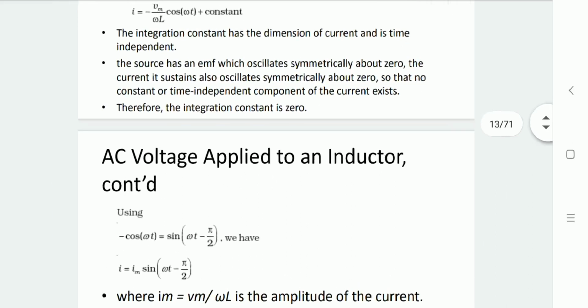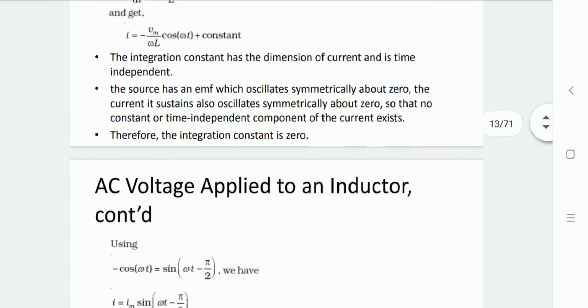Now in the equation, as you can see, we have minus cos omega t, and we are going to write it in terms of sine, because our source voltage is in terms of sine, Vm sin omega t.